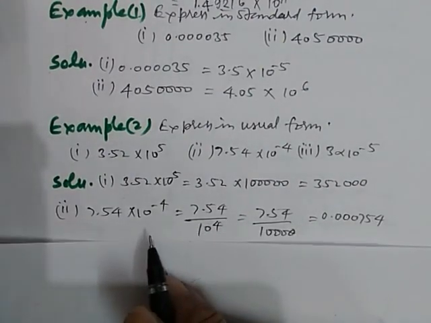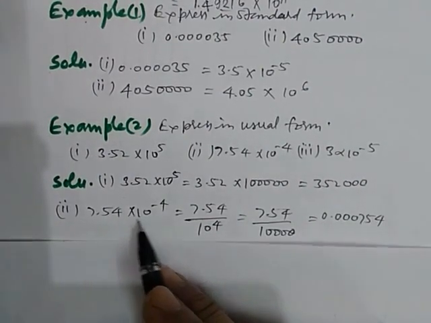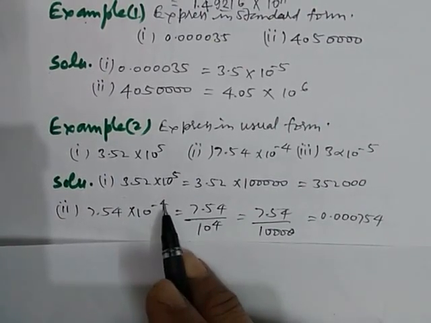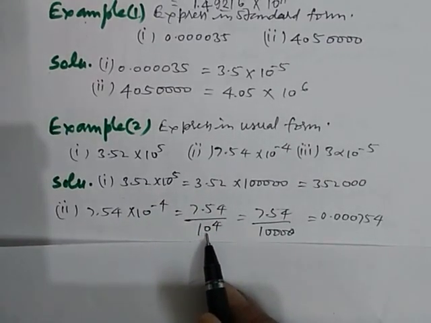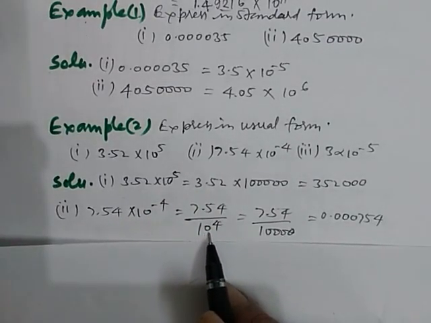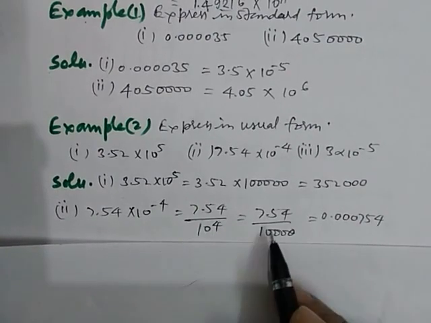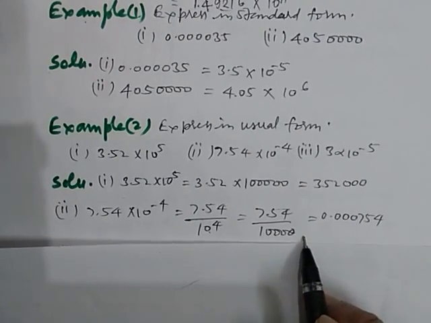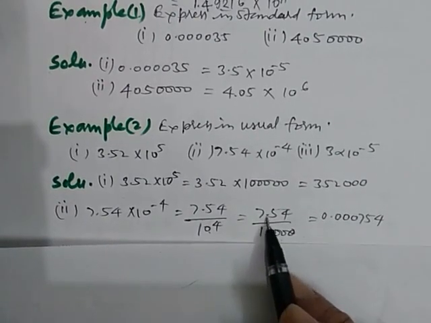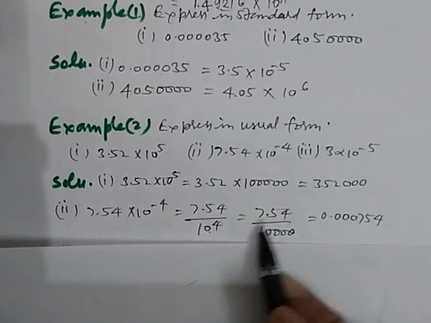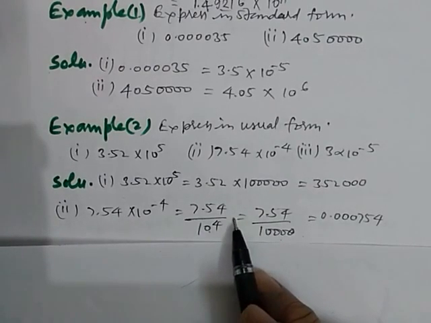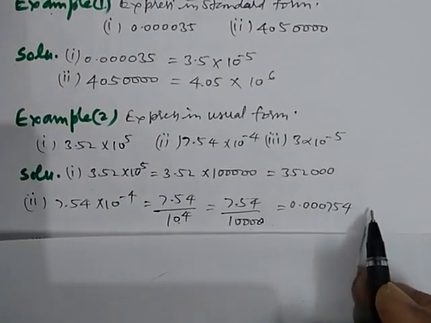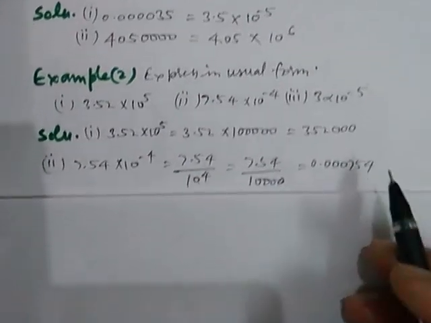Now we convert 7.54 into 10 to the power minus 4. Write this here, and this 10 to the power minus 4 we send to the denominator. So this becomes 10 to the power 4. Now this 10 to the power 4 is written as 1 and 4 zeros. By dividing, the decimal shifts 4 places to the left side. So we can write 0.000754. So this way we can express in usual form.